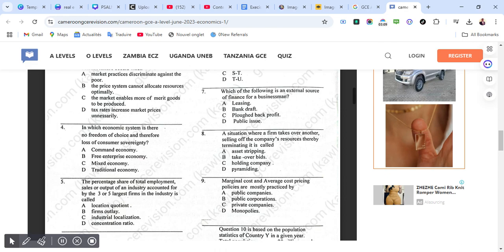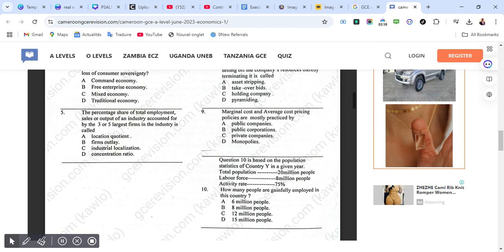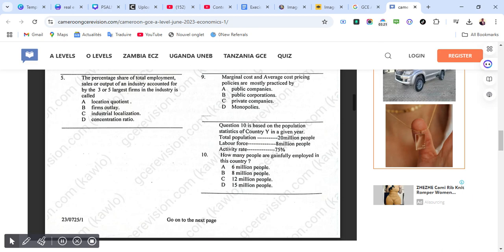Marginal cost and average cost pricing policies are mostly practiced by, the correct answer for 9 is B, which is public corporations. Question 10 is based on the population statistics of a country in a given year. Total population 20 million people, labor force 8 million people, activity rate 75%. How many people are gainfully employed in this country? The correct answer is A, 6 million people. Go to the next page.